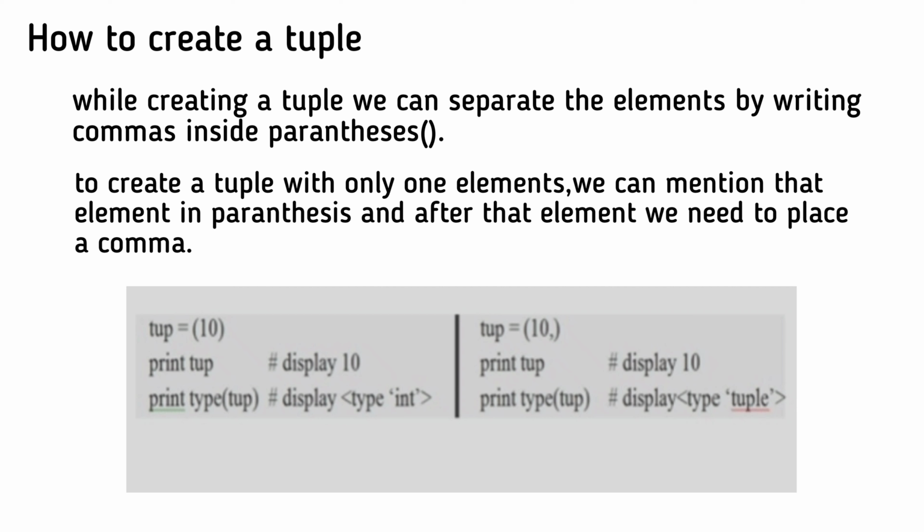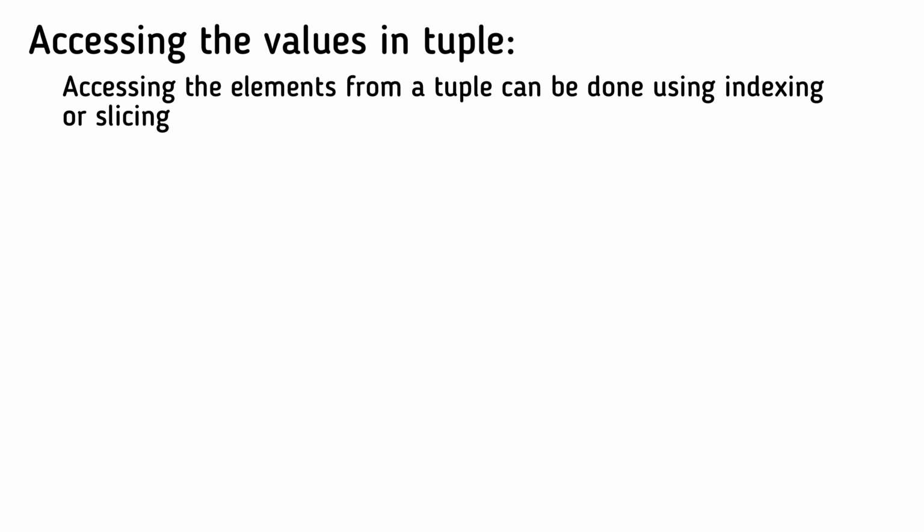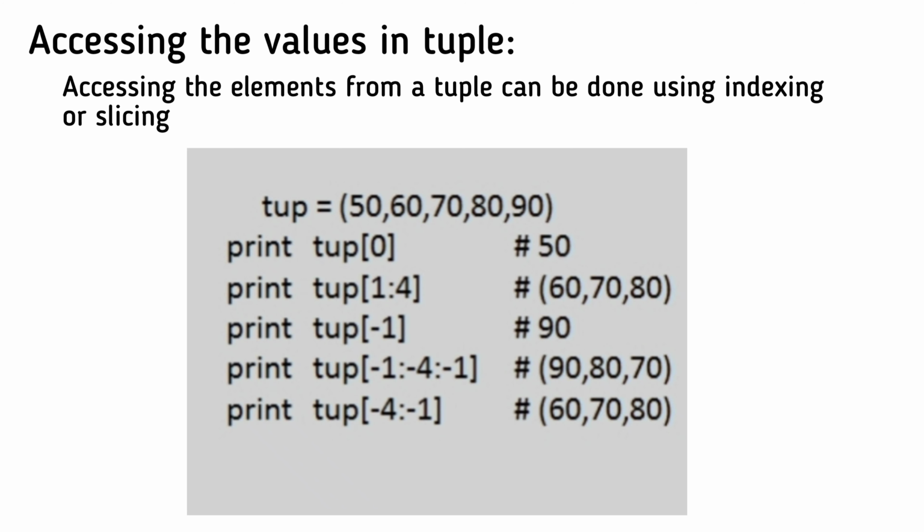Here I print the type of tup, and it displays integer type. If I place a comma beside the 10 element, it displays tup as 10, but the type of tup is tuple. We see accessing the values in a tuple. Accessing the elements from a tuple can be done by using indexing or slicing.